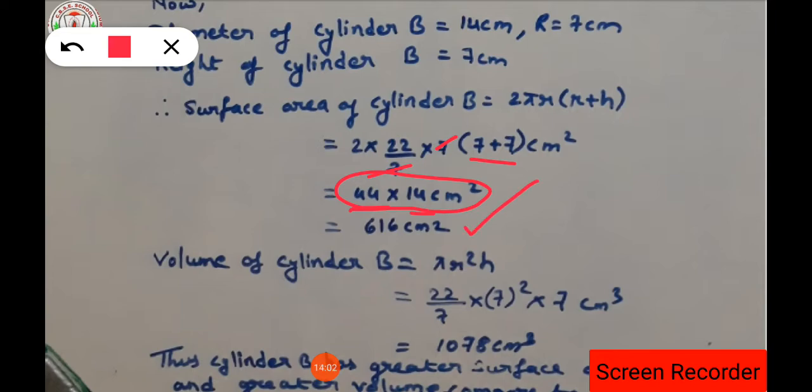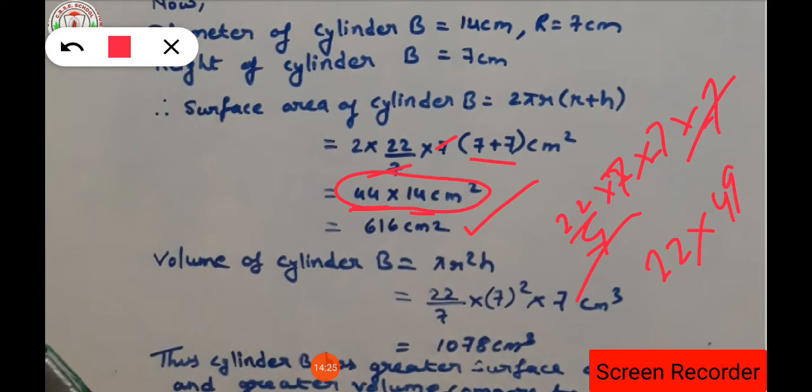In the same way, we are going to find the volume of cylinder B. That is pi r square h. So pi value is 22 by 7. R is how much? 7. So 7 square, that means 7 into 7 into height is also 7. So the denominator 7 and numerator 7 will again get cancelled. 22 into 7 into 7, that is 49. So 22 into 49 will be 1078 centimeter cube, isn't it?